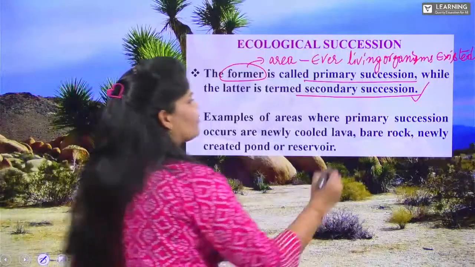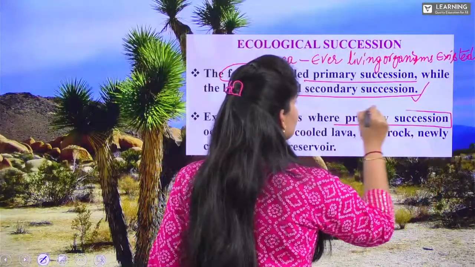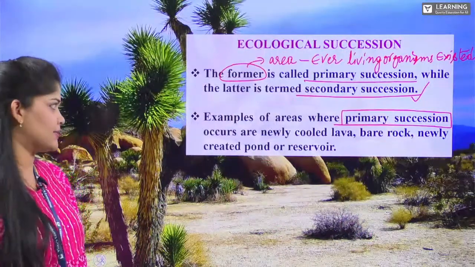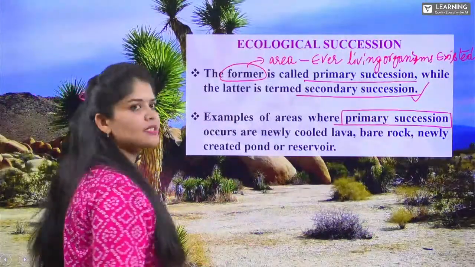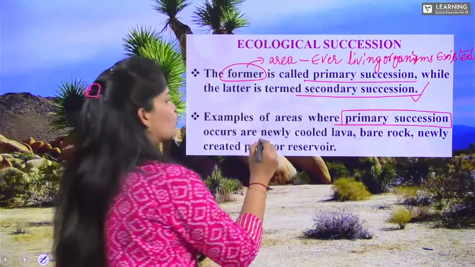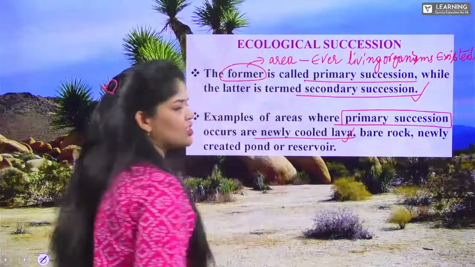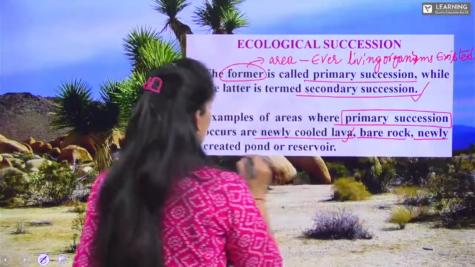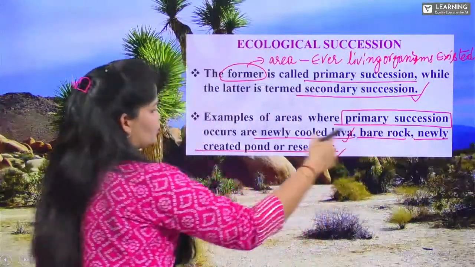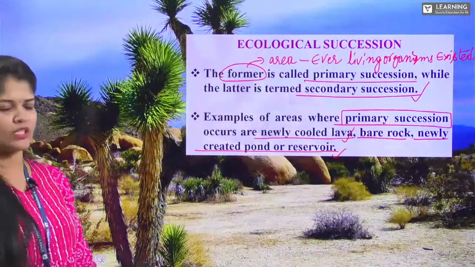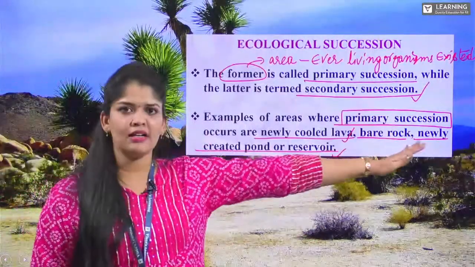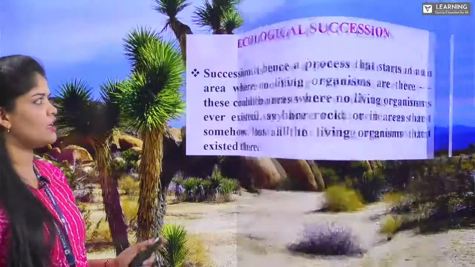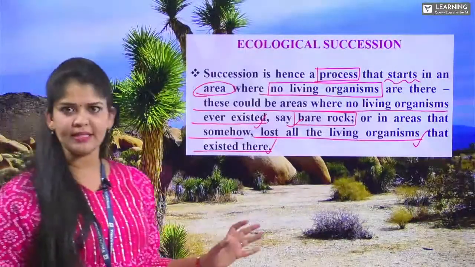Examples of the area where primary succession takes place. Primary succession means previously there never existed living organisms. So primary succession always happens in newly cooled lava regions, bare rocks, newly formed ponds as well as reservoirs. These are all the examples of the areas which show primary succession. So if this point is clear, then the rest is very, very simple to understand.